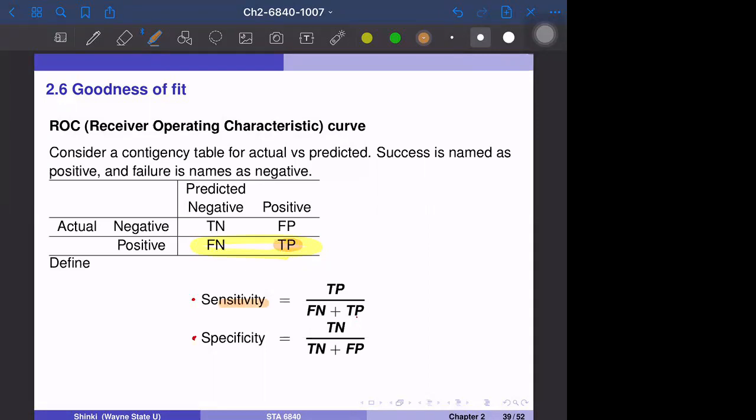And specificity is, among the actually negative group, how many of them are diagnosed correctly. So the denominator is this set and the correct one is this. So TN over TN plus FP.